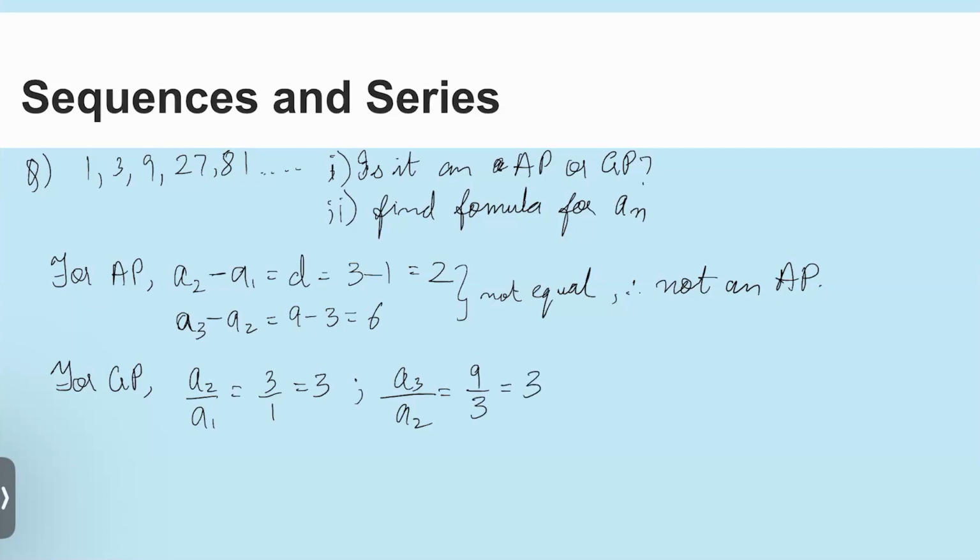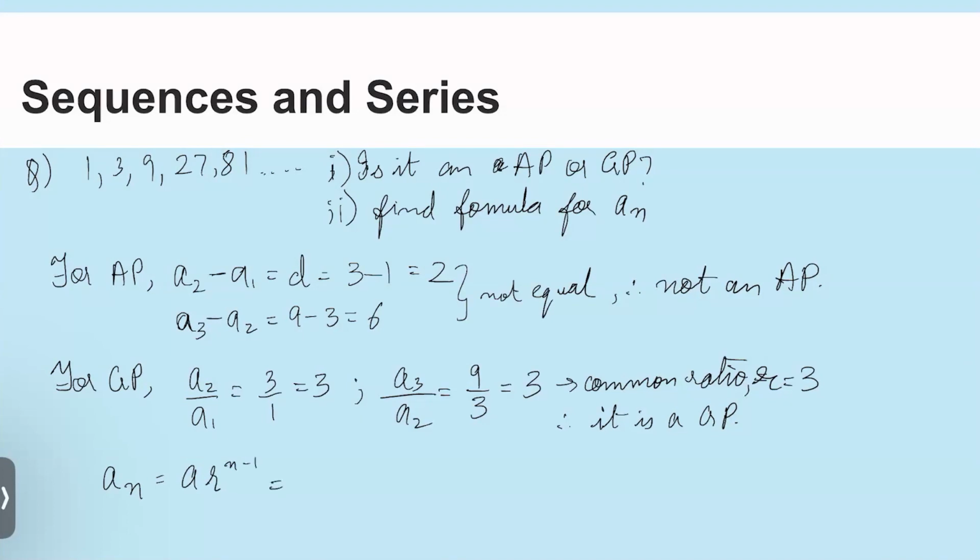Okay, so we have a common ratio. Common ratio R is equal to 3. Therefore it is a GP. So it is a geometric progression. Now we want to find the geometric sequence. Okay, so your geometric sequence would then be your A n is A r raised to n minus 1.